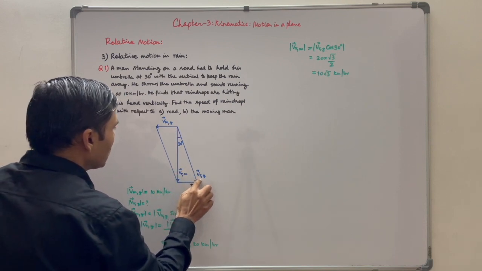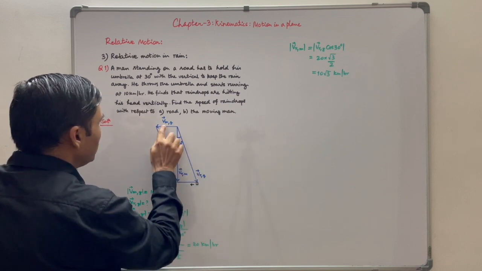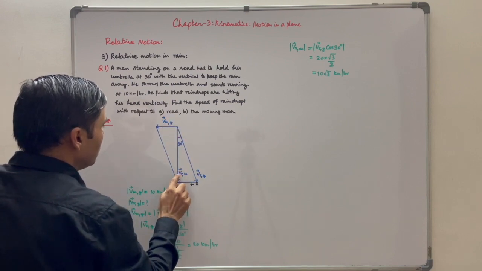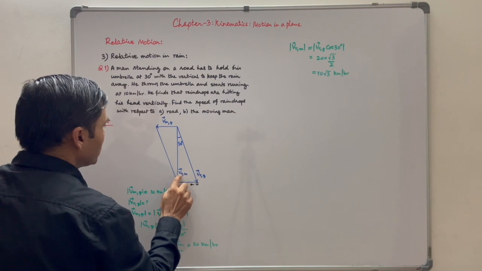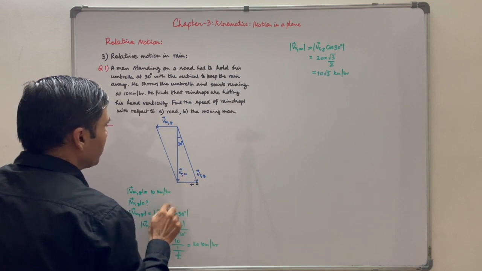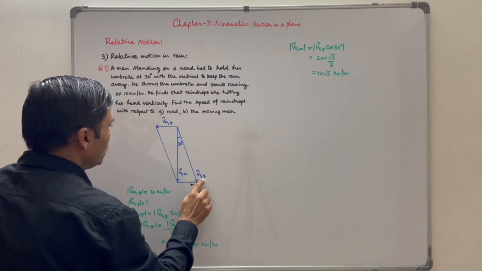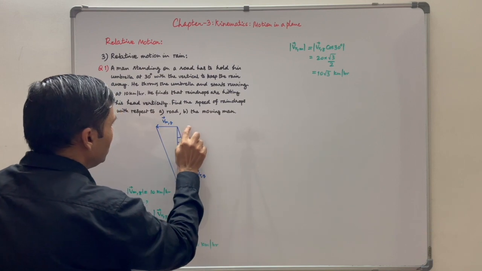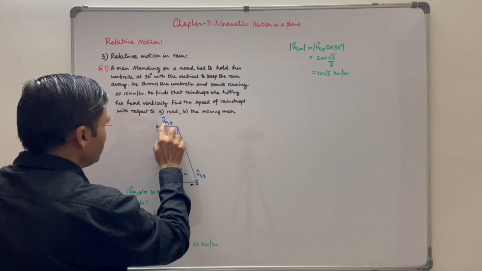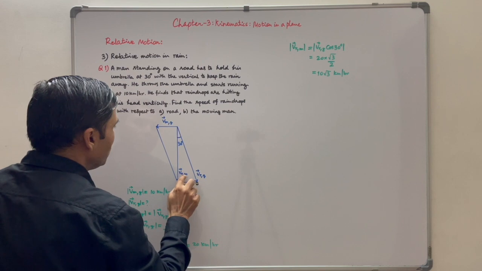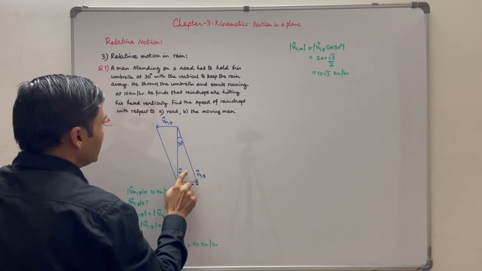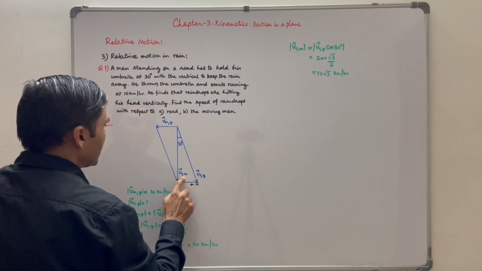Here V_rg represents velocity of raindrops with respect to ground, V_mg represents velocity of man with respect to ground, and V_rm represents velocity of rain with respect to man. We will resolve V_rg into two components, one vertical and one horizontal. We will equate the horizontal component with V_mg, and the vertical component will be V_rm. In the first part, we have to calculate V_rg and in the second part, V_rm.